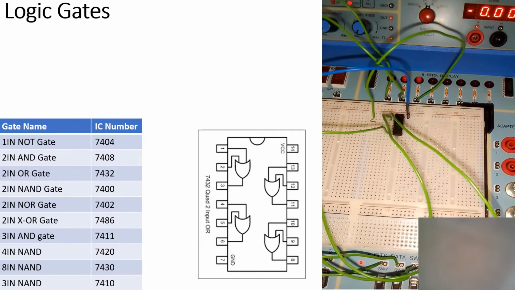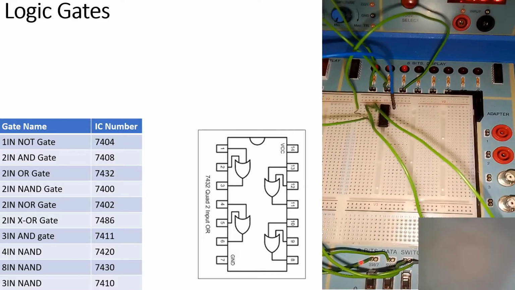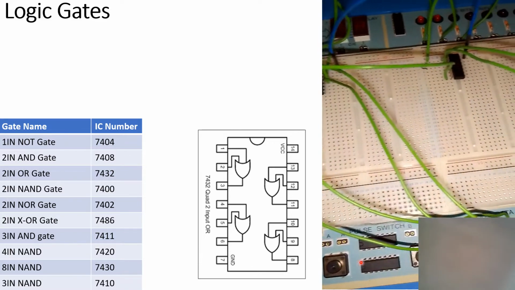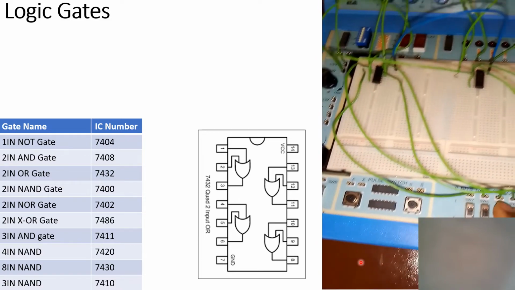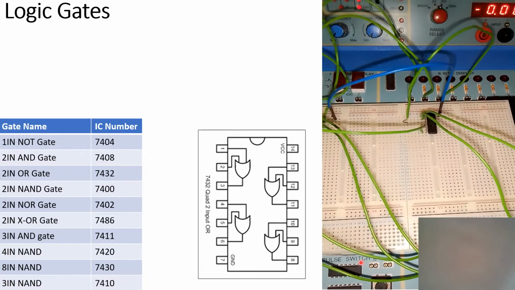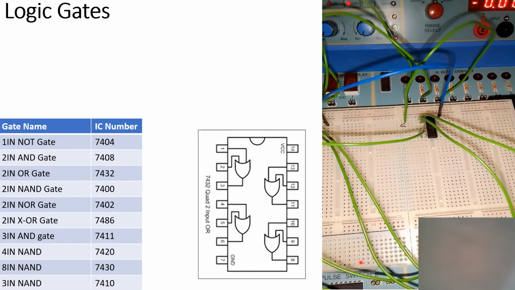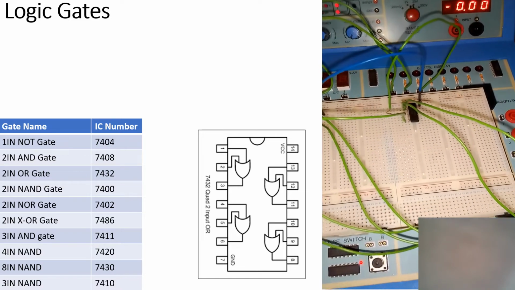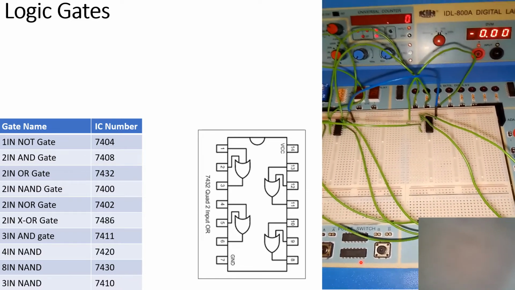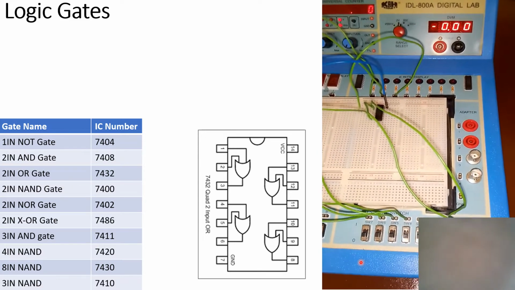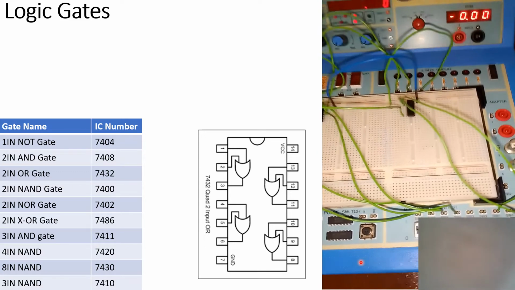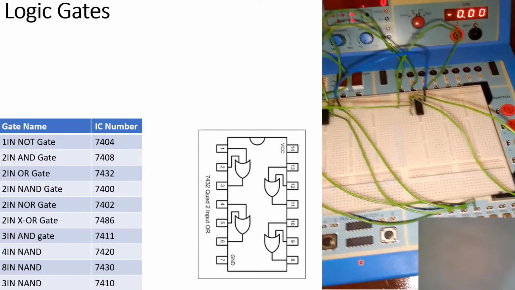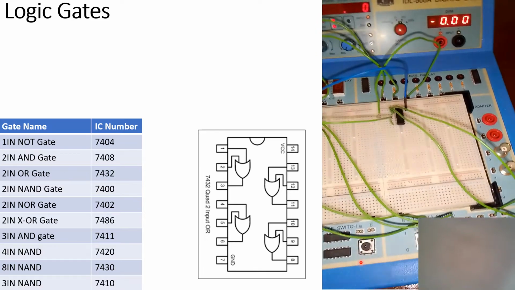OR gate. So you can see that with an OR gate, whenever we have a 1, it's going to switch on. But with an AND gate, whenever we have a 0, it is definitely going to be a 0, and it switches on only when we have both ones. So that's it for the AND gate, for the OR gate rather.